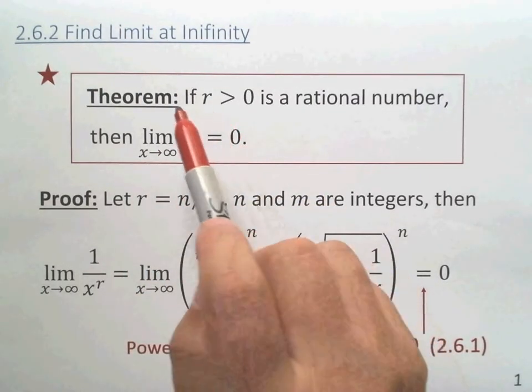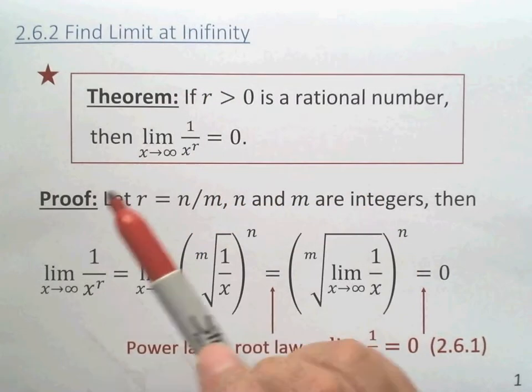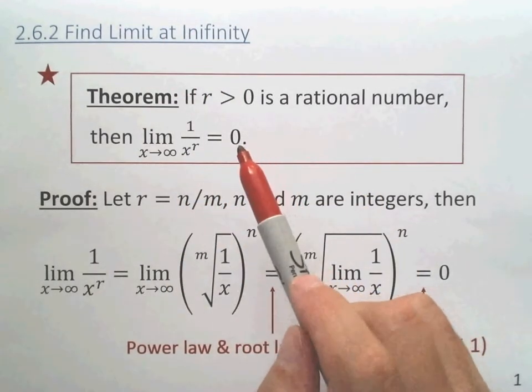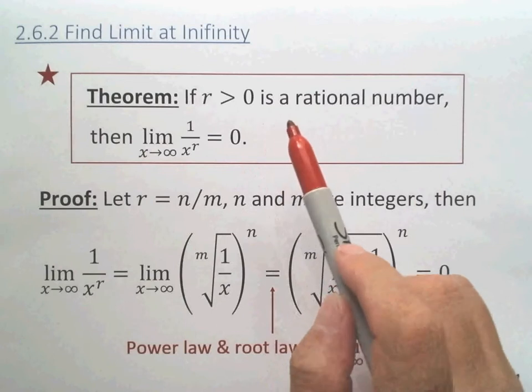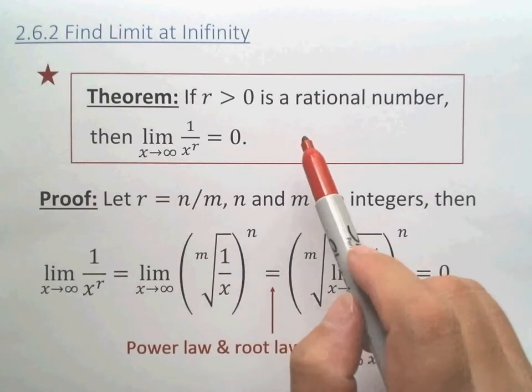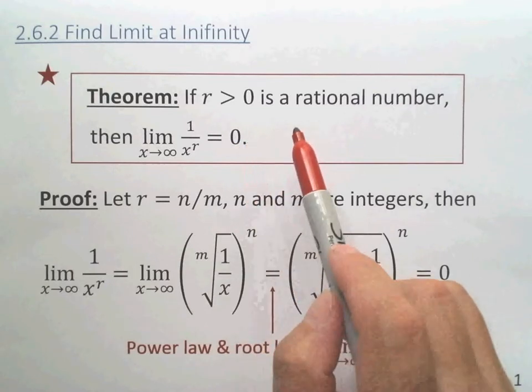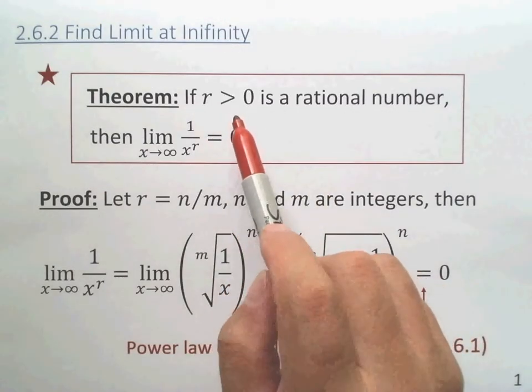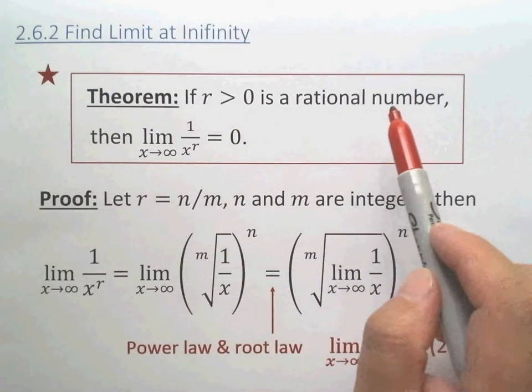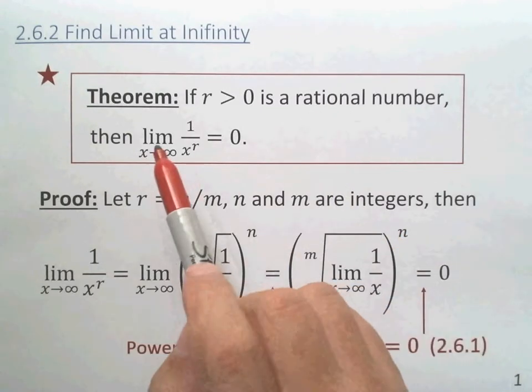The major result we're going to use is this one. We only have one theorem, and the theorem states this: if r greater than 0 is a rational number, then this limit equals 0.